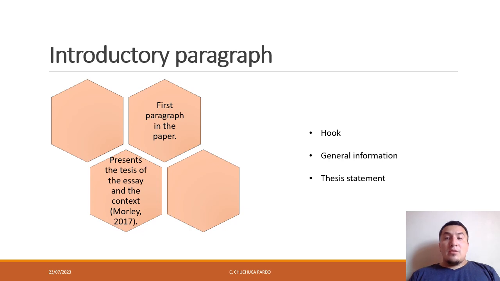Now, the parts of the essay are of main importance in order to make a good essay, a good paper. The first thing we have is the introductory paragraph. This is going to be the first paragraph in the paper, okay? And what's the function of this introductory paragraph? It presents the thesis of the essay in the context of what we are going to talk about in the essay. It is composed of three parts: the hook, general information, and thesis statement.